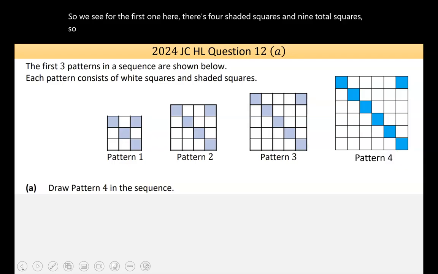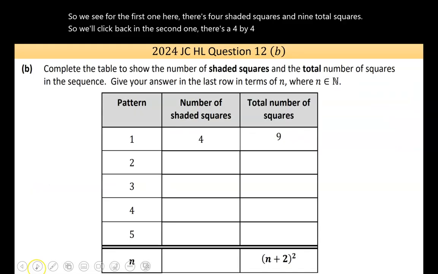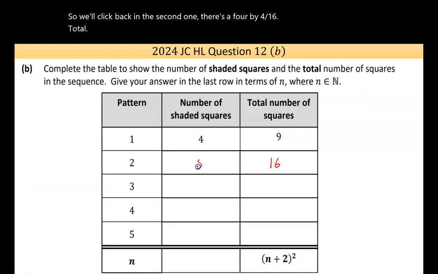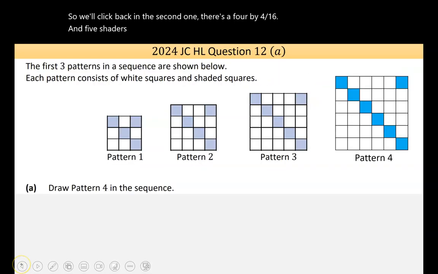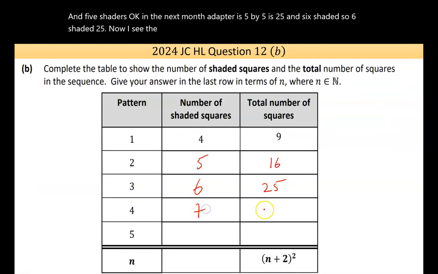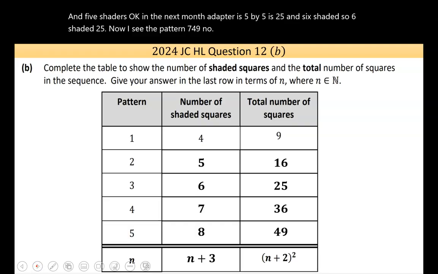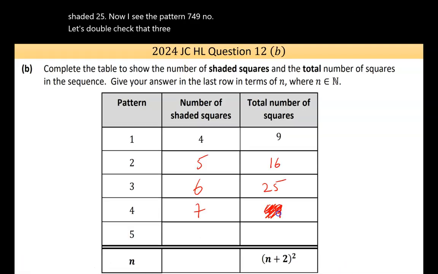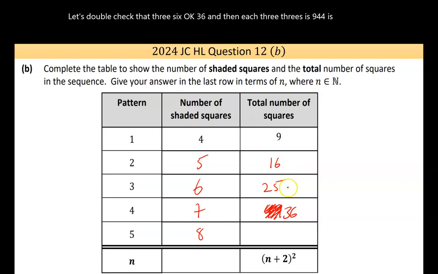So we'll flick back. In the second one, there's 4 by 4 is 16 total and 5 shaded. In the next one after that, there's 5 by 5 is 25 and 6 shaded. So 6 shaded, 25. Now I see the pattern. 7, 49. No, let's double check that. 36. Okay, 36. And then 8. So you see the pattern. 3 threes is 9, 4 fours is 16, 5 fives is 25, 6 sixes is 36, 7 sevens is 49.